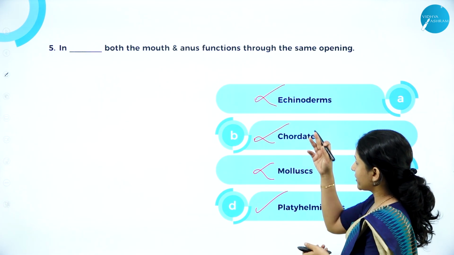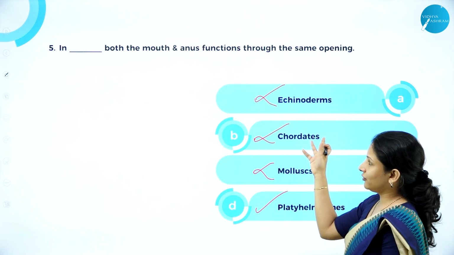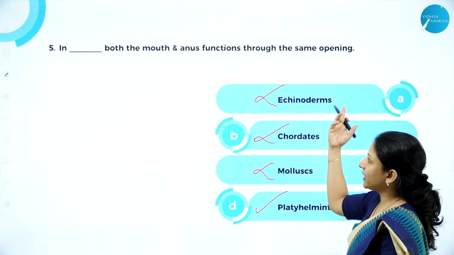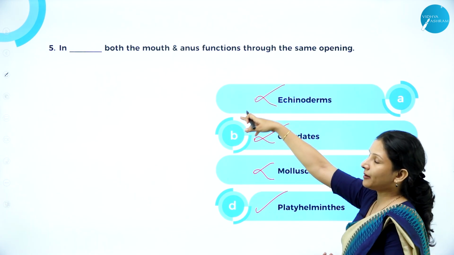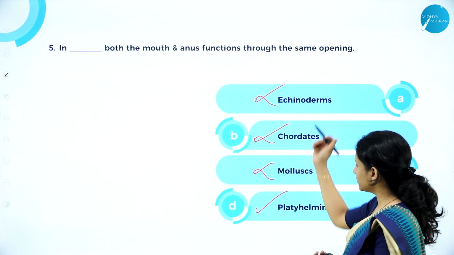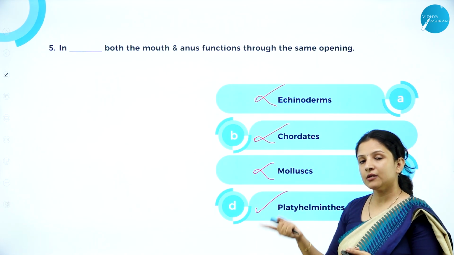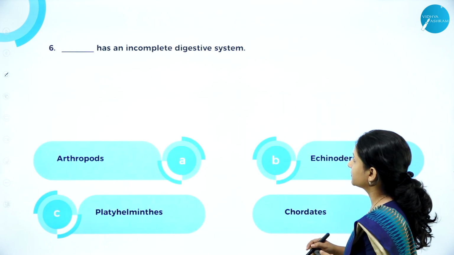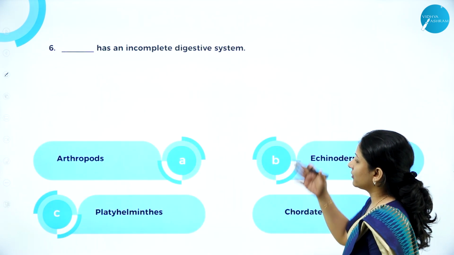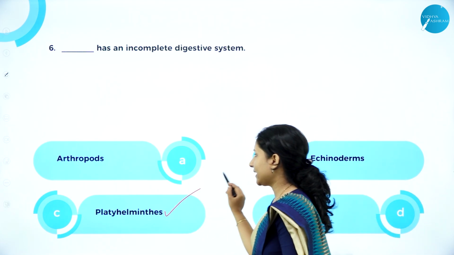Or they can ask the question as, in dash complete digestive system is seen, or in dash incomplete digestive system is seen. If they ask, in dash incomplete digestive system is seen, then also the answer is platyhelminths only. So what is an incomplete digestive system? They have only one opening. So that means it is platyhelminths. Next question, as I told you, dash has an incomplete digestive system. It is platyhelminths.